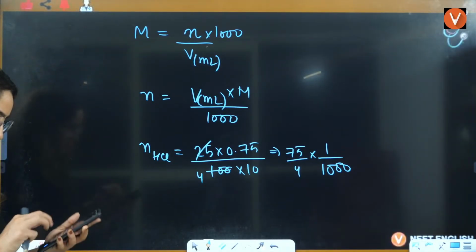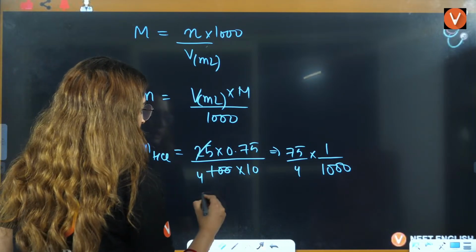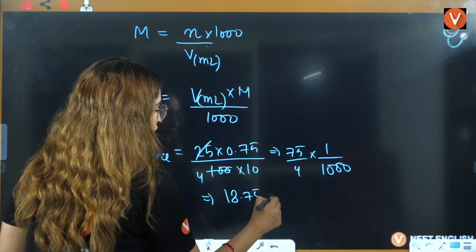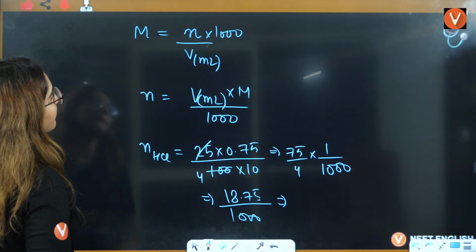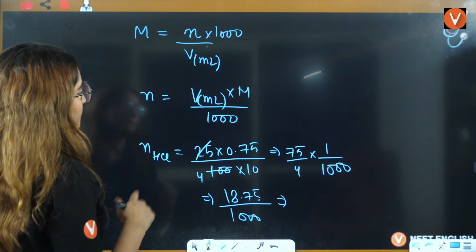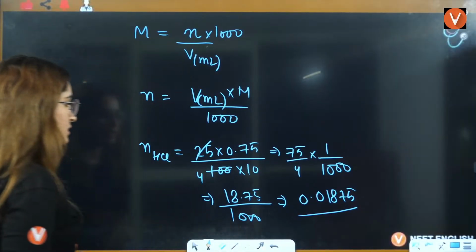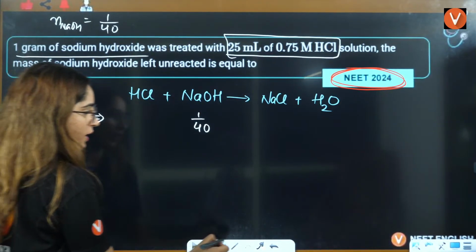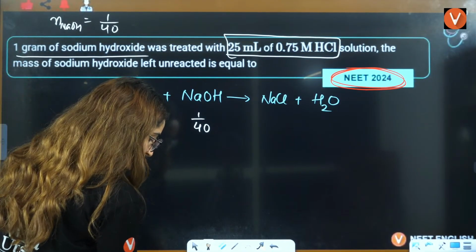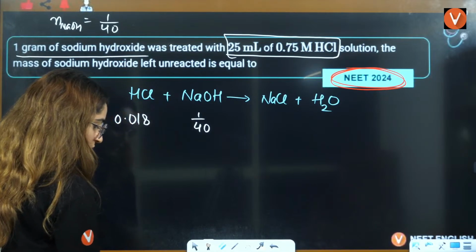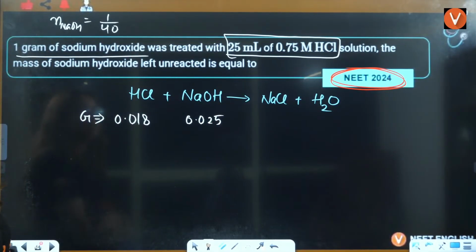75 divided by 4 is nothing but 18.75, so it will be 18.75 divided by 1000. That is going to be nothing but 0.01875, right? Or you can just simply say 0.018, right? So you can simply say 0.018, and this is 1 by 40. 1 divided by 40 is nothing but 0.025.